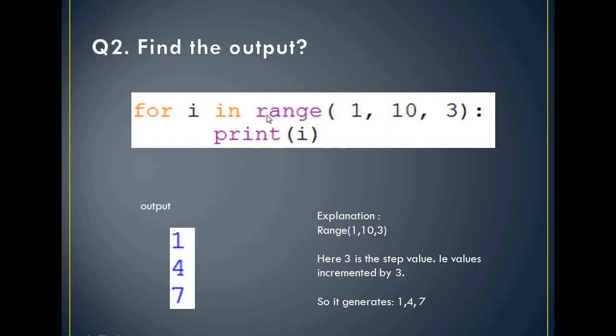In the first iteration i gets the value 1, so it displays 1. I already told you that normally the print statement prints in a new line. In the next iteration i takes the value 4, so it displays on the next line. So we will get the answer 1, 4, 7, each on a new line.